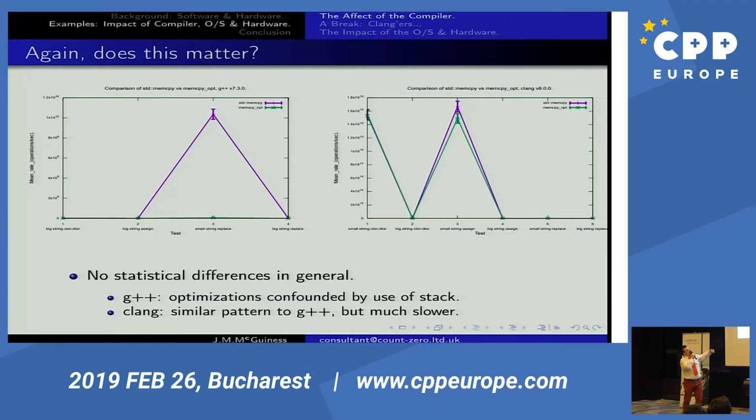But also notice the next graph with Clang. Notice how my optimized memcpy is suddenly much faster in the small string assignment. How odd. And yet the small string replace, Clang is equally baffled by even its own memcpy. Notice also that at 10 to the 15, it's been optimized out. That's where we want to be.